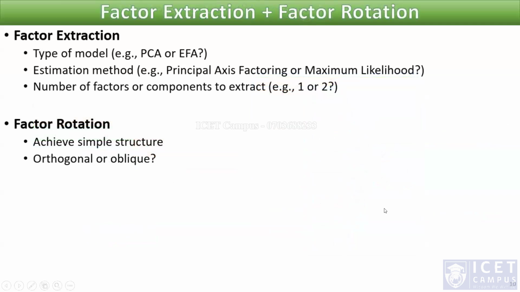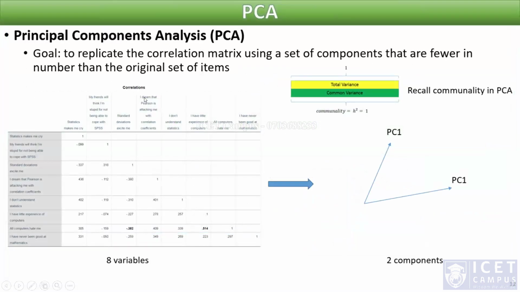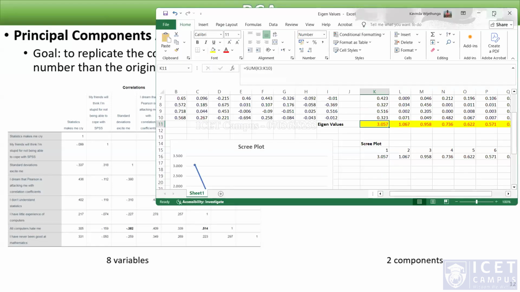Then factor extraction. There are many models, that is exploratory factor analysis and principal factor analysis. Then they can also rotate these factors. Principal component analysis: we take this output, right? We are outputting the correlations. So actually these are the correlations.